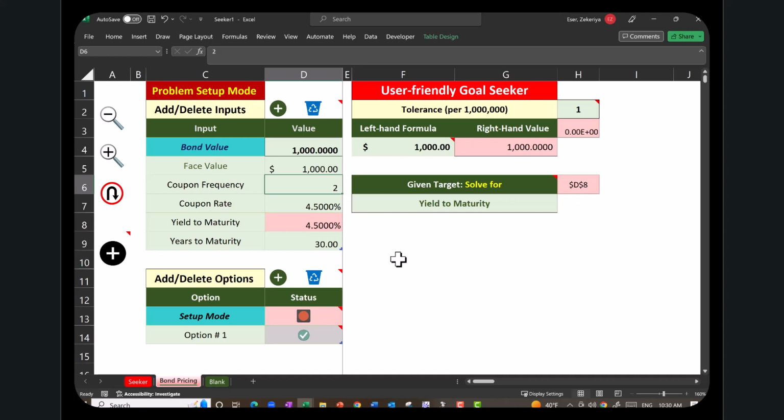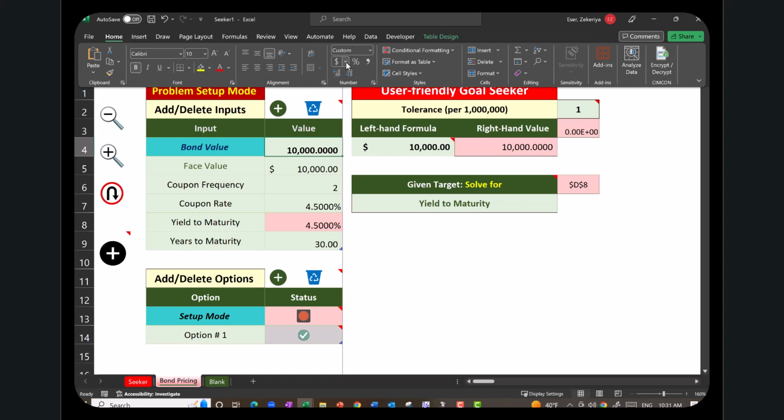This is just for convenience. So I'm starting with a par bond. In fact, to make things even easier, I'm going to make it 10,000 face value, to make calculations of percentage change mentally easy.